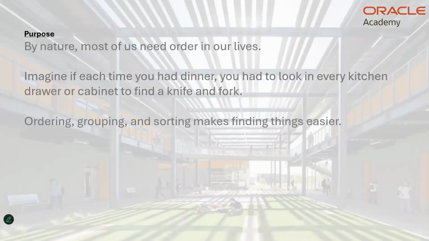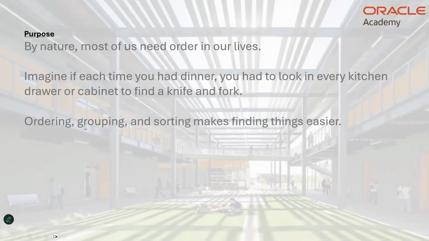All right, so the purpose. By nature, most of us, I don't think I need order in my life. My life is all about disorder. Yeah, I'm okay with that. But most of us need some kind of order. We have to get up and wake up and take a shower. Imagine if every time you had dinner, you had to look in every kitchen drawer or cabinet to find a knife and a fork. Well, I do that anyway. No, I don't. Well, if I'm looking for a plastic knife, yeah.